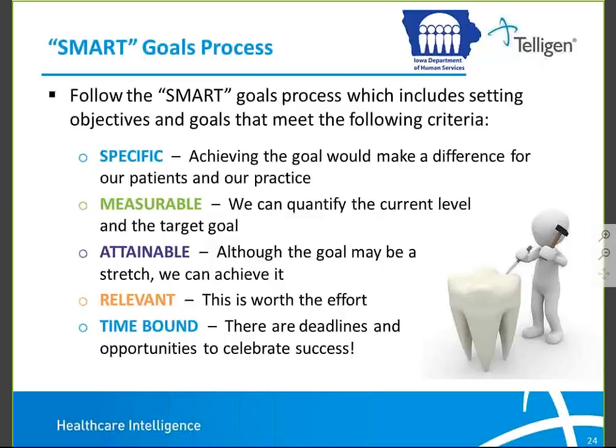Are they specific goals? Achieving the goal would make a difference for our patients and our practice. Are they measurable? We can quantify the current level and the target goal. Are they attainable? Although the goal may be a stretch, we can achieve it. Relevant. This is worth the effort and time that you're putting into it. And time-bound. There are deadlines and opportunities to celebrate success.